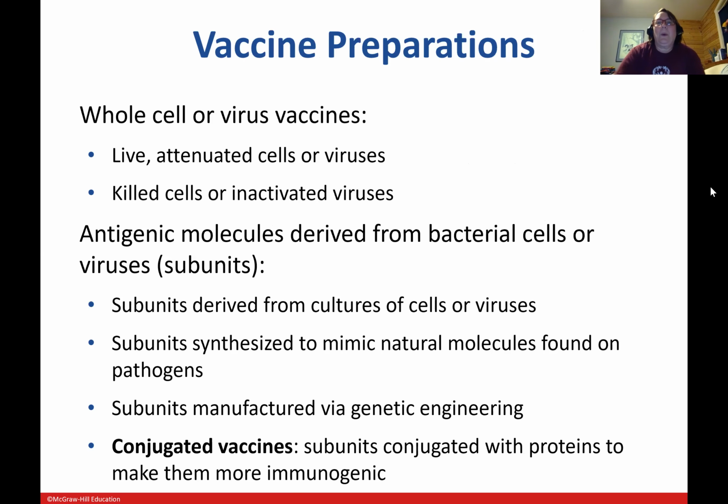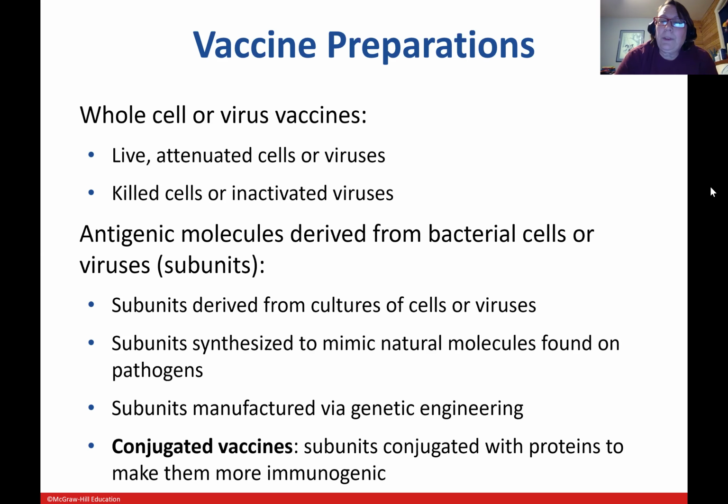Okay, so we have various different ways of preparing vaccines in order to build those memory cells for extended immunity. So you can have whole cell or whole virus vaccines, which usually include live attenuated viruses or live attenuated cells. An example of that would be the MMR vaccine, measles, mumps, and rubella. And all of those are attenuated viruses. You can also use killed cells or inactivated viruses, which can still produce the immune response.